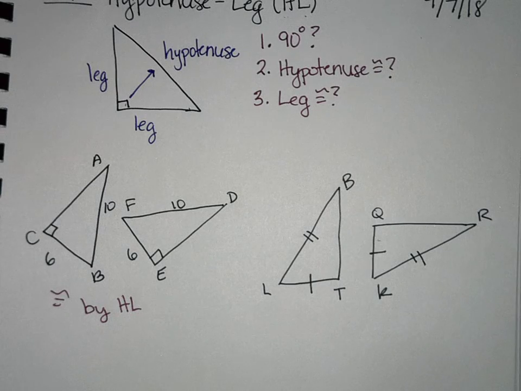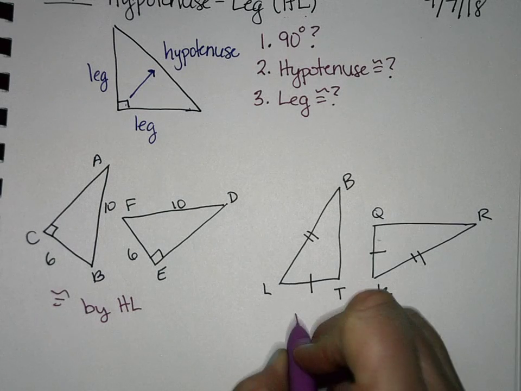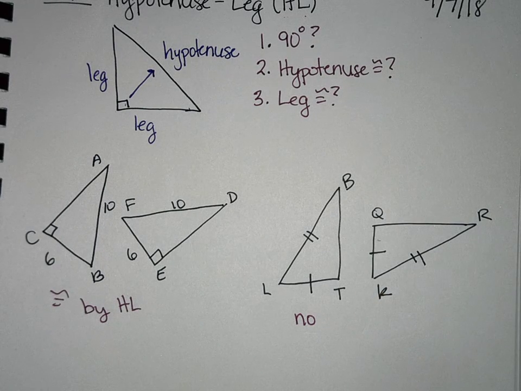Okay, what about the second one? Do we have 90? No. Can we use hypotenuse leg? No. So if even one of those questions has a no as an answer, you cannot use hypotenuse leg. Okay, so this is going to be the one that finishes off our list. So we have now 5. Again, the hypotenuse leg is only for right triangles. Okay. So any questions about hypotenuse leg before we jump into an example?